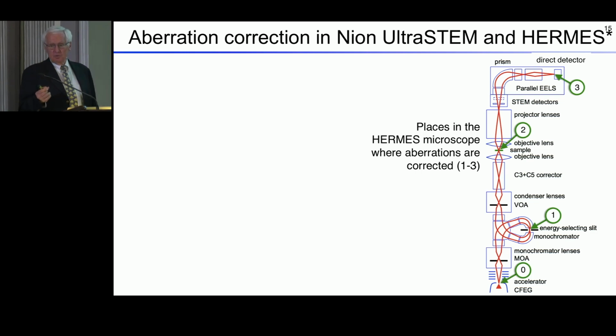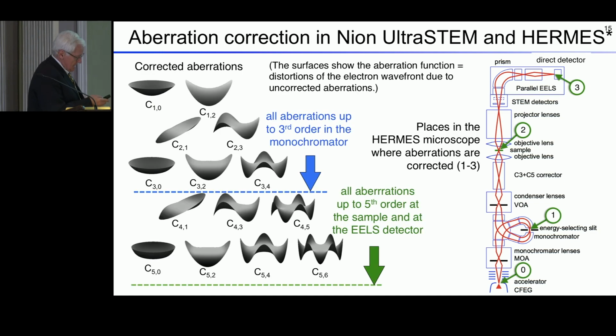If you want a smaller probe, you have to open up the illumination angles. Aberration correction becomes important. We do it to 5th order at the sample, 5th order at the spectrometer, currently to 3rd order in the monochromator, but we're actually designing a new upgraded monochromator that will do 5th order aberration correction here too. And the optics gets somewhat hairy.